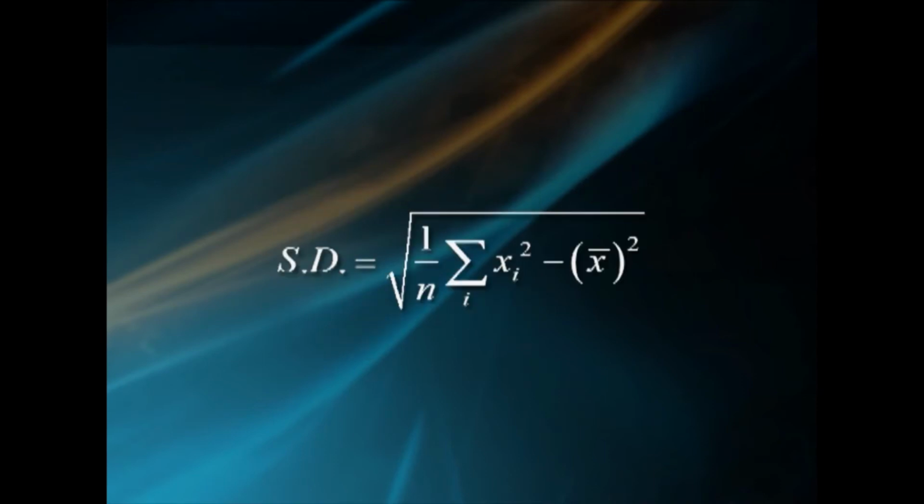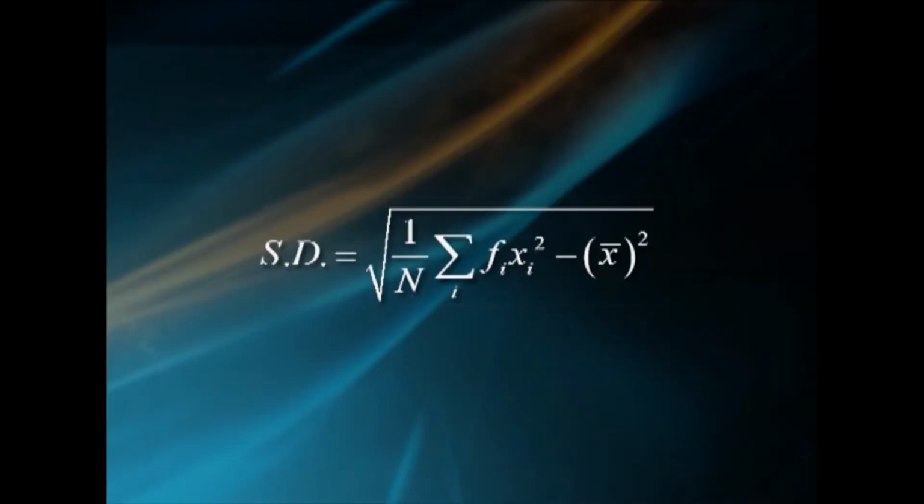Hence, SD equal to square root of 1 by n sigma over i xi square minus x bar square. For the frequency table form of observations, SD equal to square root of 1 by capital N summation over i fi xi square minus x bar square.